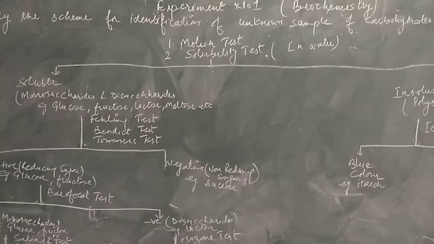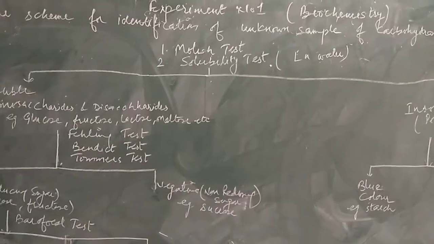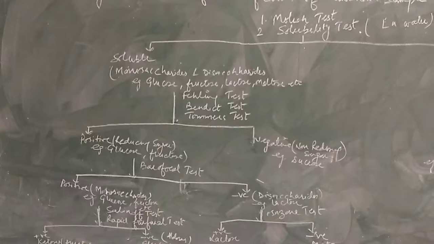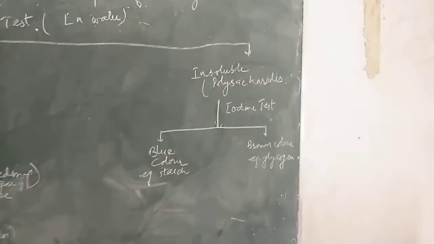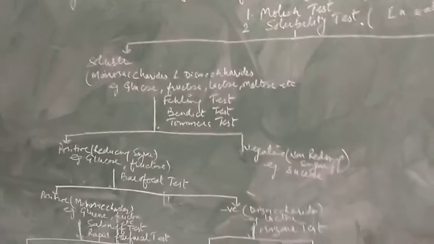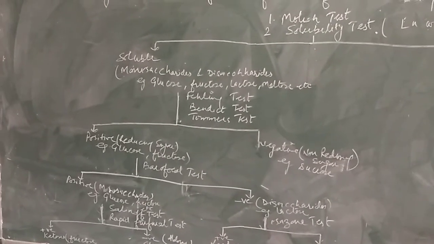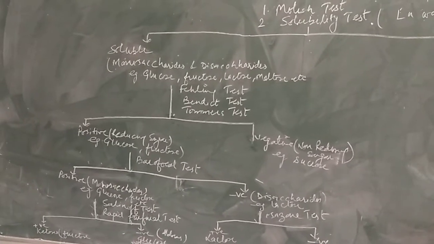First of all we do the Molisch test. Second is the solubility test. If our sample is soluble in water, then monosaccharide and disaccharide are present. If our sample is insoluble in water, then polysaccharide is present. First of all we discuss when our sample is soluble in water. If the given sample is soluble in water, then monosaccharide and disaccharide are present.